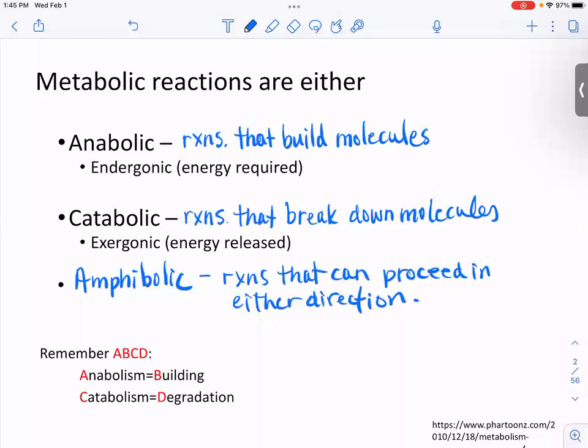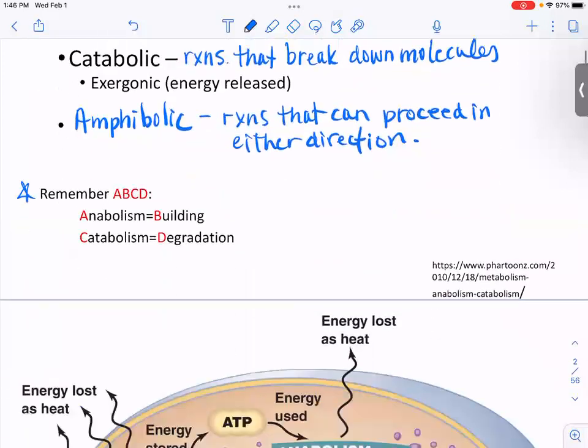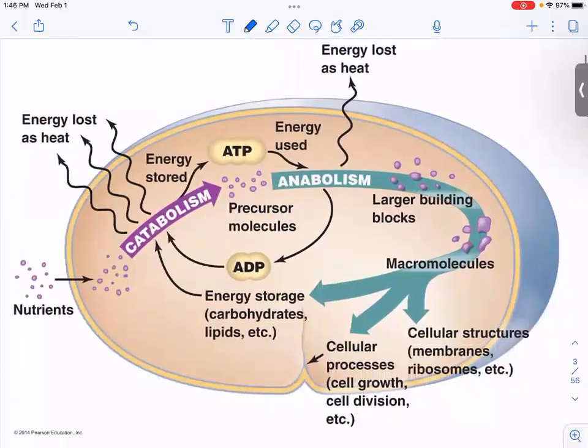Every once in a while I run across a mnemonic and think, maybe that will be helpful. This mnemonic, ABCD: anabolism, building molecules; catabolism, degradation. I don't know, that may be helpful. Okay, all right. So again, putting a picture to it there.